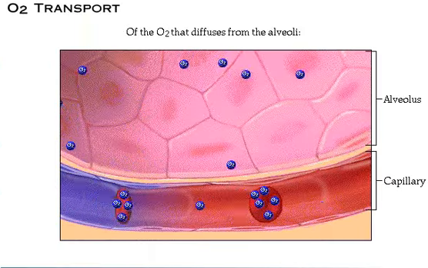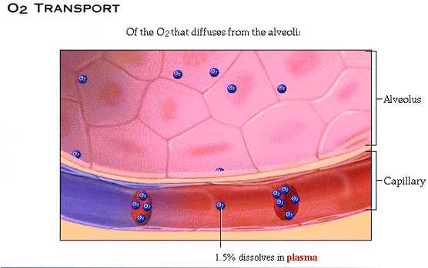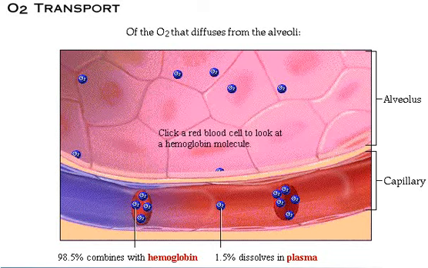Let's begin by looking at the transport of oxygen during external respiration. With its low solubility, only approximately 1.5% of the oxygen is transported dissolved in plasma. The remaining 98.5% diffuses into red blood cells and chemically combines with hemoglobin. Click a red blood cell to look at a hemoglobin molecule.